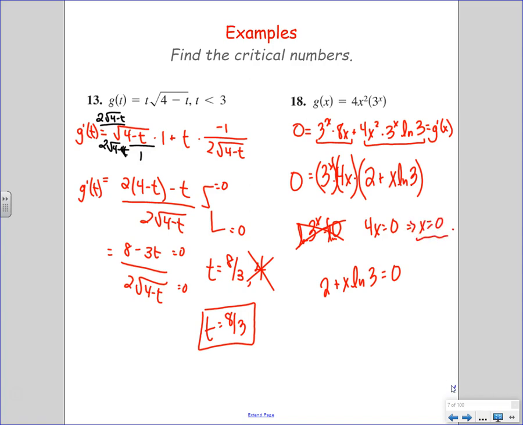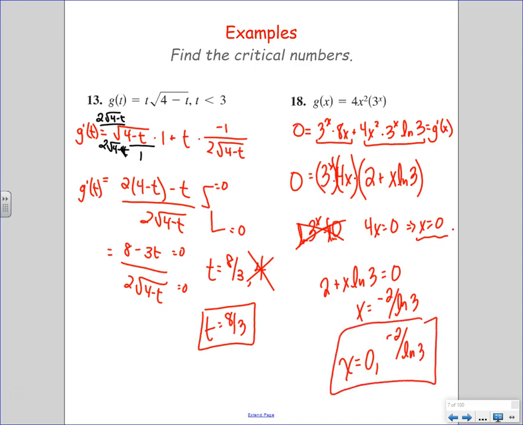And then this one, subtract the 2, divide by ln 3. It's gross, but it's right. There's no domain restrictions up above, either implicitly or explicitly. So those are my 2 critical numbers. Okay?